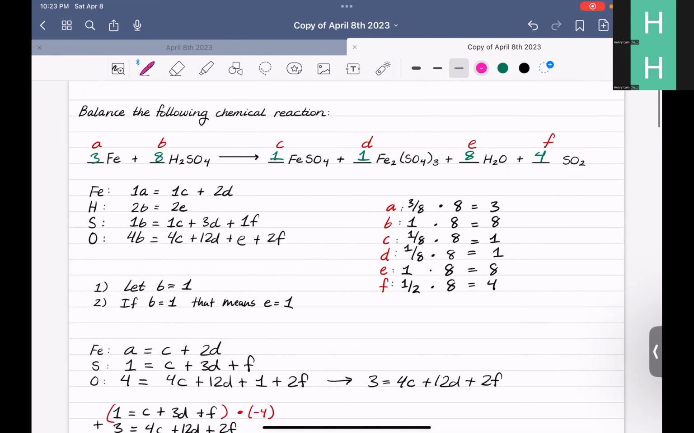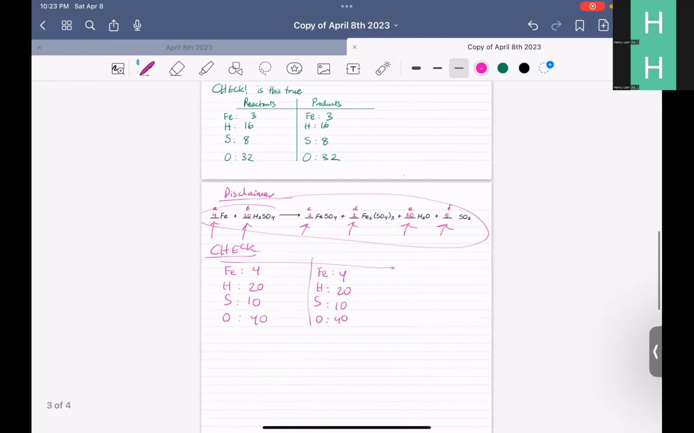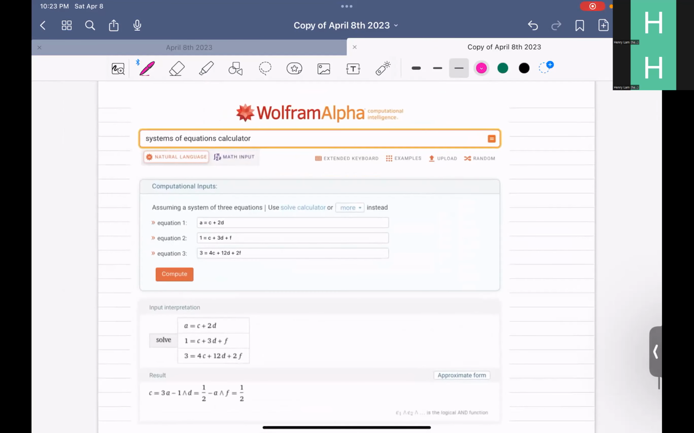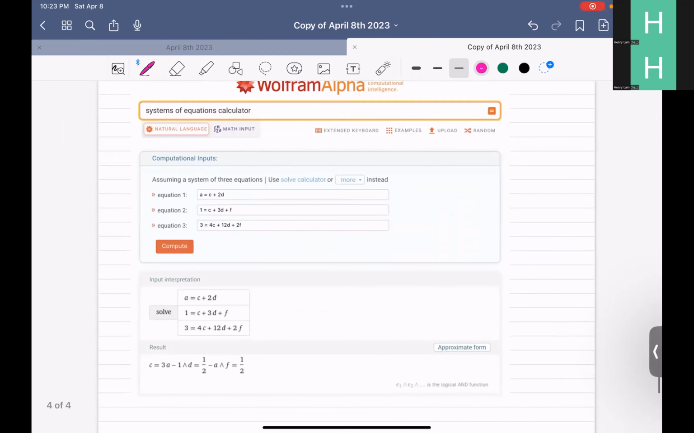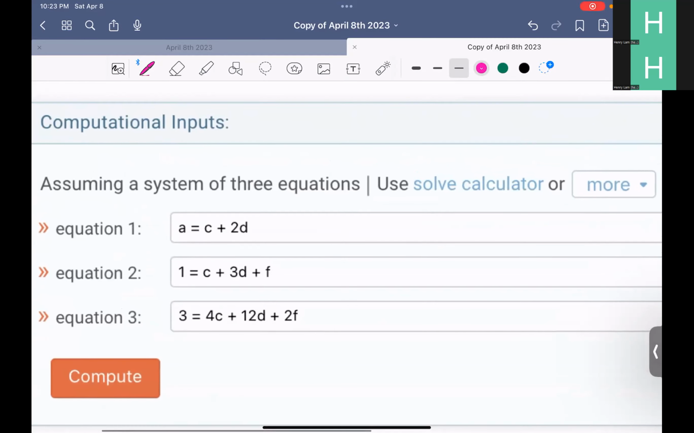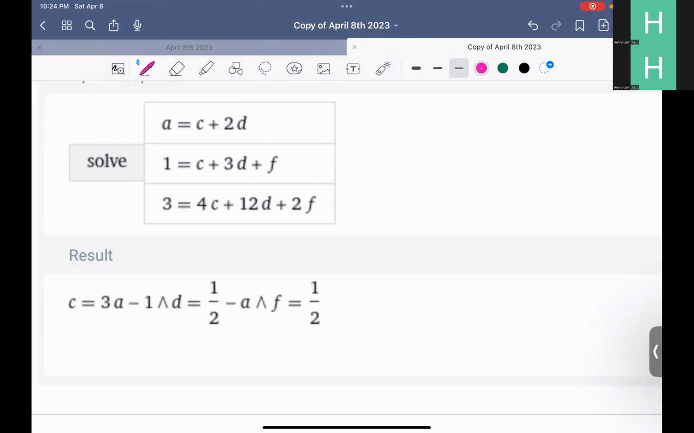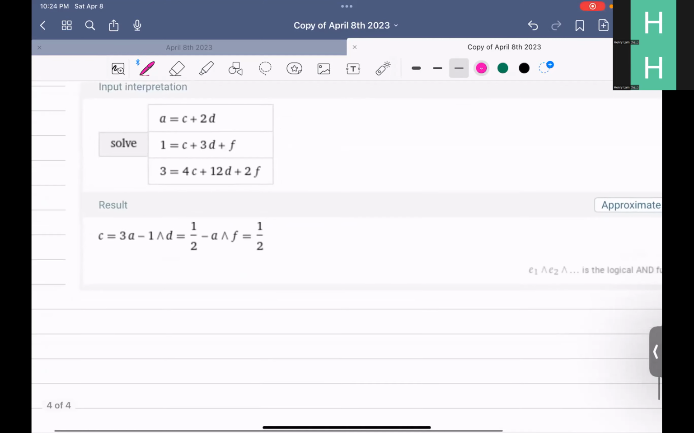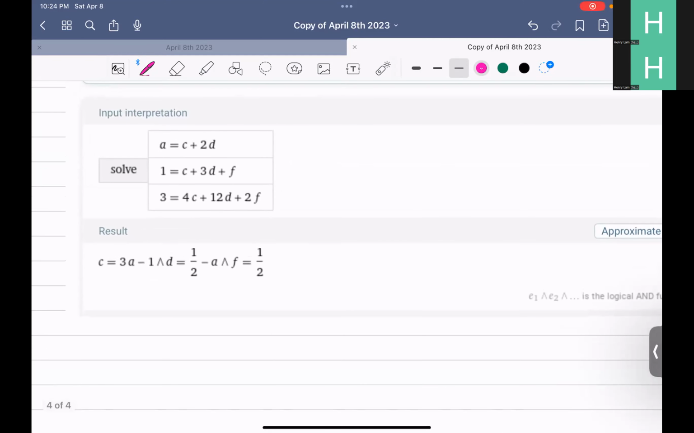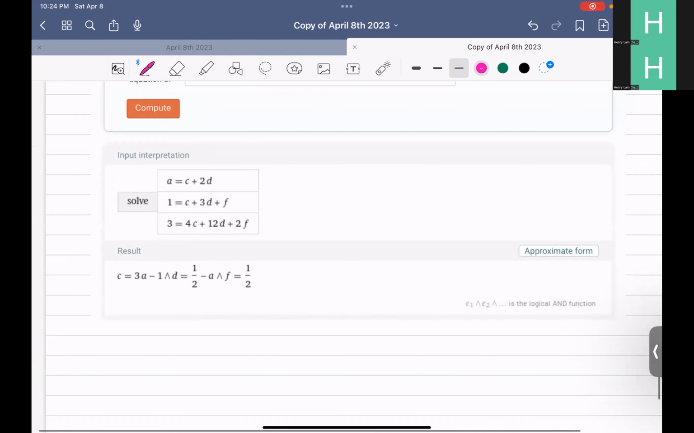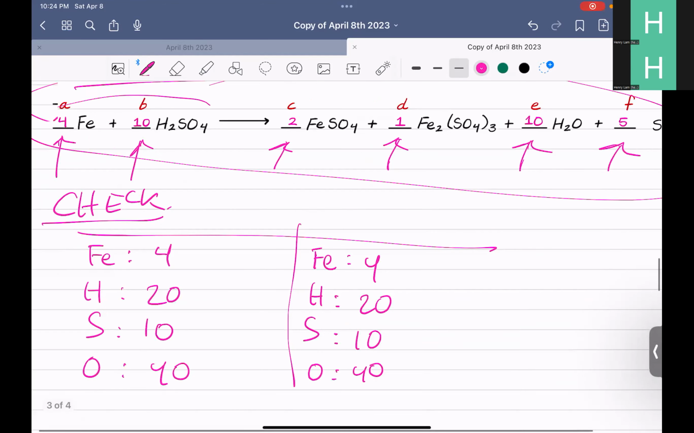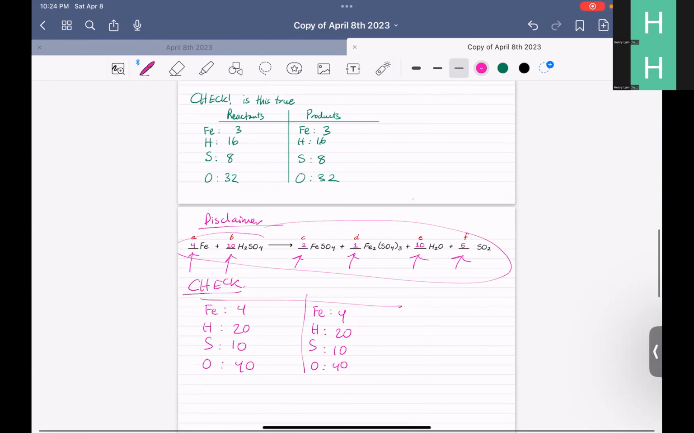One of the things I want to add as well is you can use a Wolfram Alpha systems of equations calculator. I plugged in these 3 equations, which look very similar to back then, and it'll get you the following relationships. Notice how C is equal to 3A minus 1, and D is equal to 1/2 minus A. And I think what's happening, why we're getting multiple solutions, is that maybe A can take on multiple values. I would like to show you real quickly.